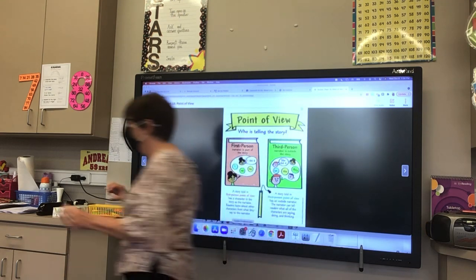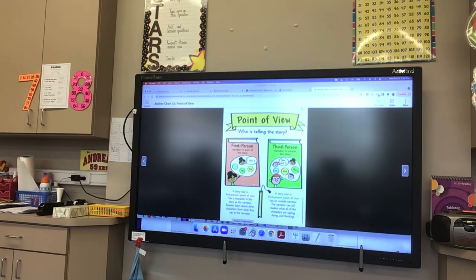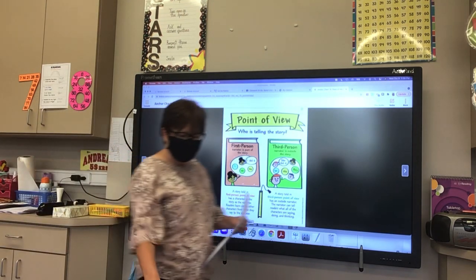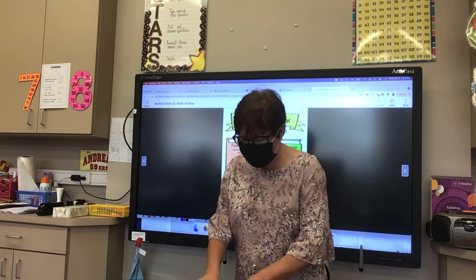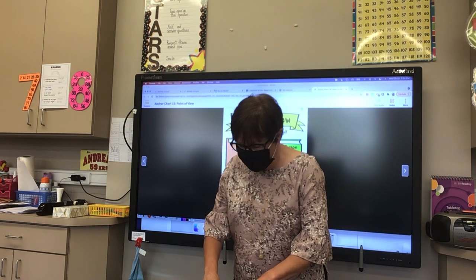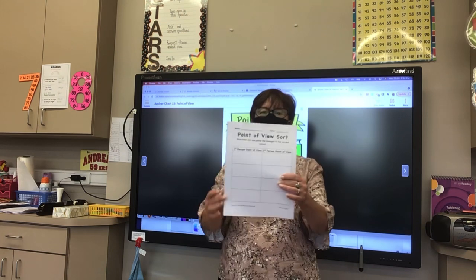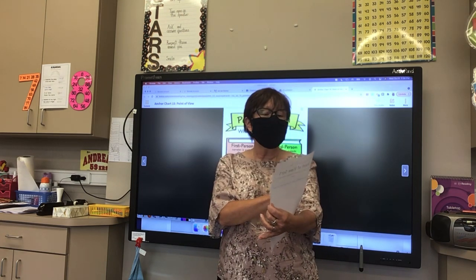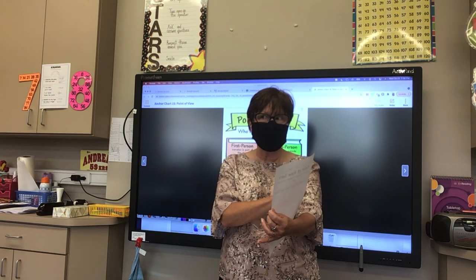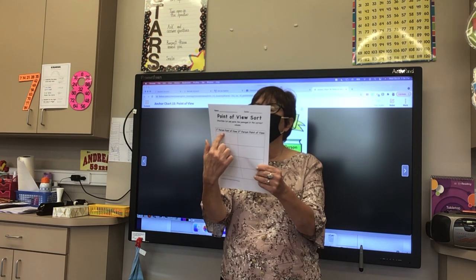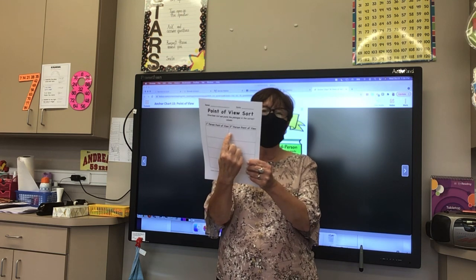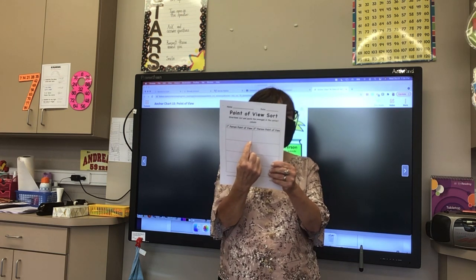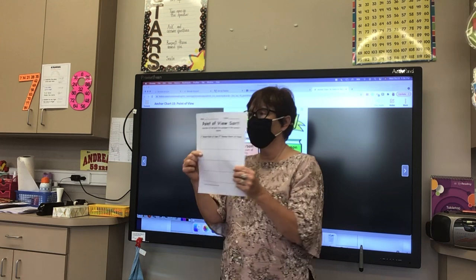Now, boys and girls, here's what I have for you. This is going to help us practice, because we have to practice. I have a little practice paper for you. So what you're going to do is you're going to have a paper that looks like this. Everybody look. And it says, cut and paste the passages in the correct column. One column says first person point of view. The other column says third person point of view.